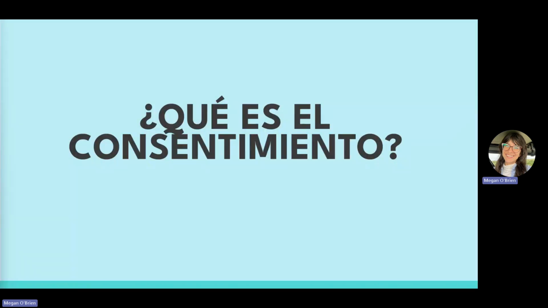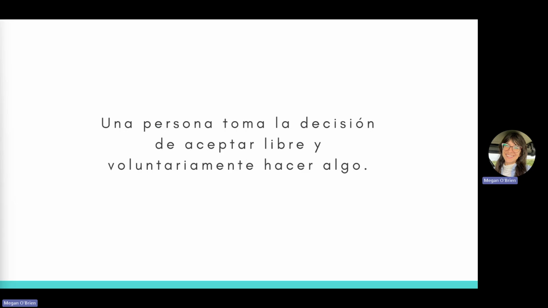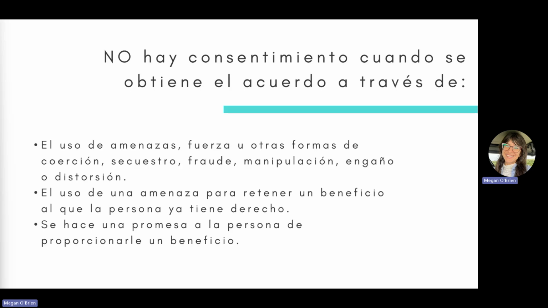What is consent? Informed consent is when a person makes a choice to agree freely and voluntarily to do something. There is no consent when agreement is obtained through the use of threats, force, or other forms of coercion, abduction, fraud, manipulation, deception, or misrepresentation. There is also no consent when there is a threat to withhold a benefit to which the person is already entitled. And there's no consent when a promise is made to the person to provide a benefit.